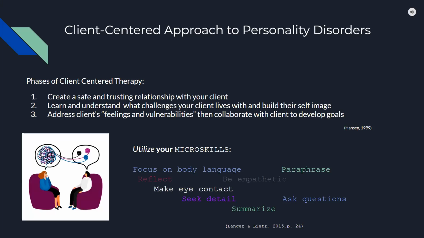While using this, you really want to focus on your micro skills as a social worker. So that is focusing on body language, paraphrasing and reflecting on what the client is saying, being empathetic and understanding, making eye contact with the client, seeking detail, which is asking questions to gain a better understanding, and to overall summarize what the client is saying as well.